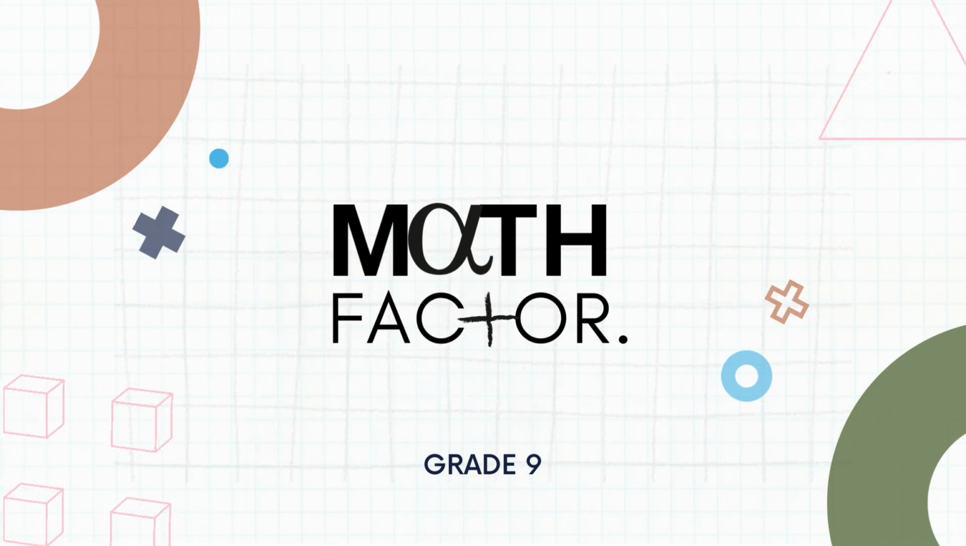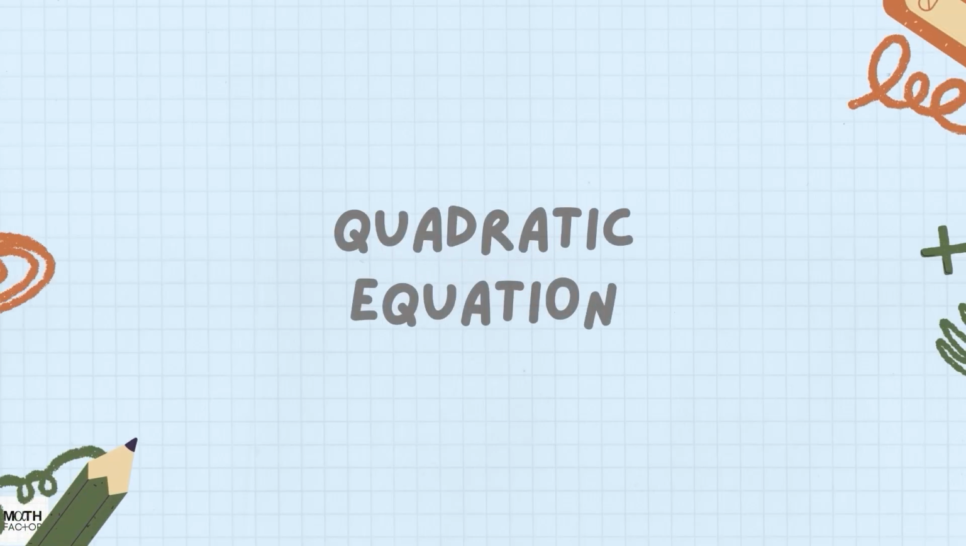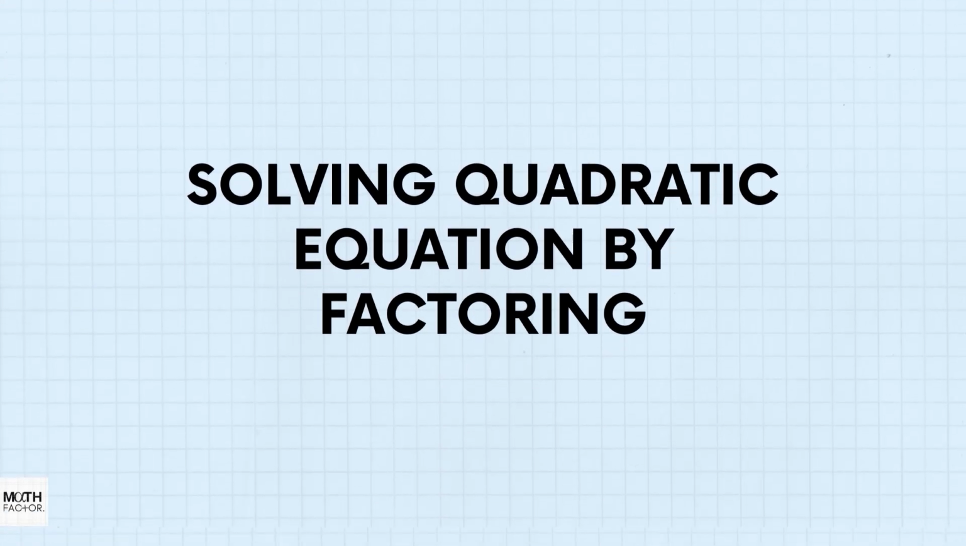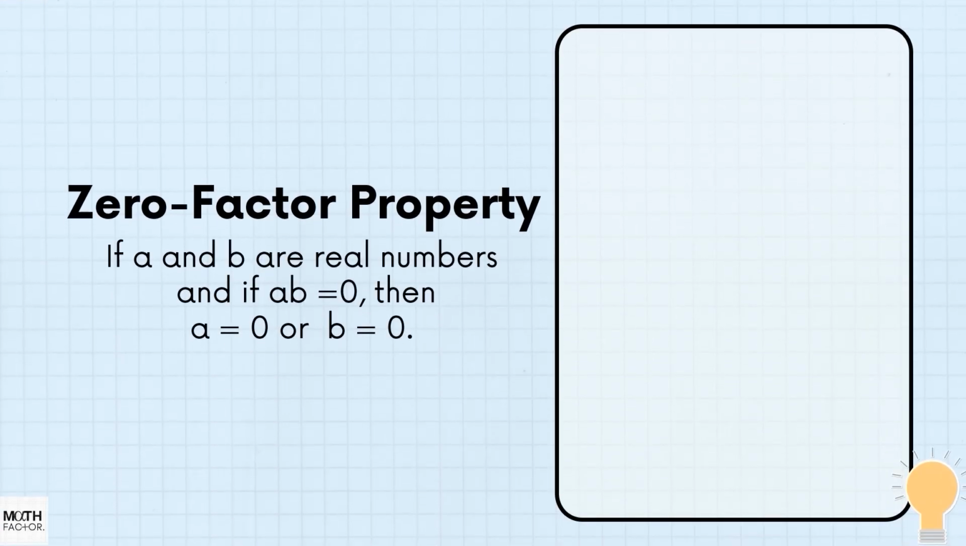We will be continuing our discussion about quadratic equations. To start, let us now solve quadratic equations by factoring. In solving quadratic equations by factoring, we will be applying the zero factor property. In this property, any product of two values that is equal to 0 will then have either the first factor equals 0 or the second factor equals 0.